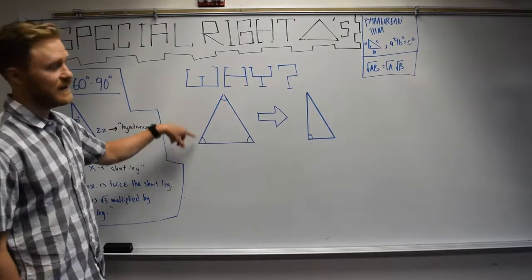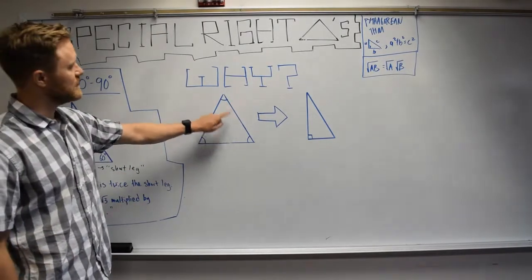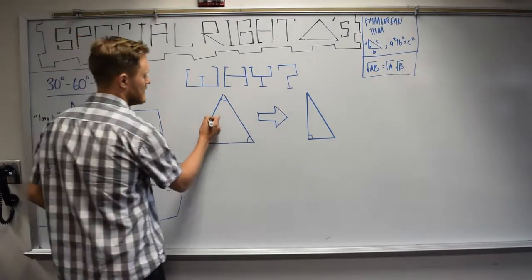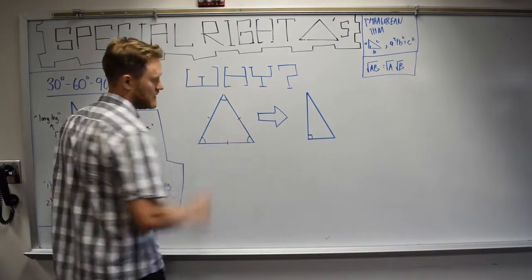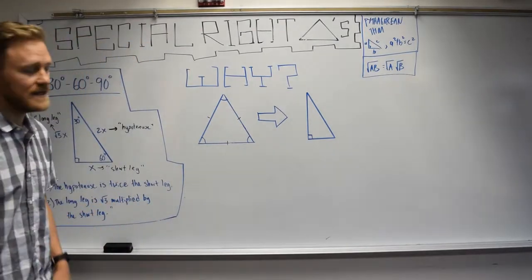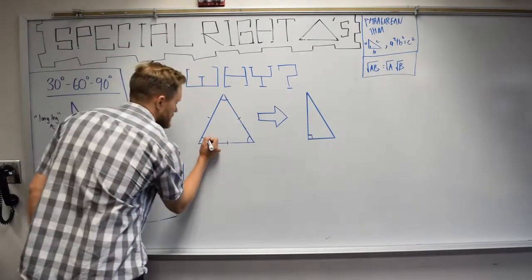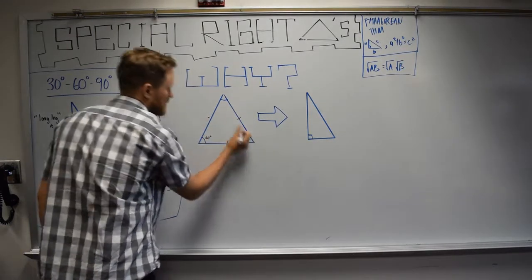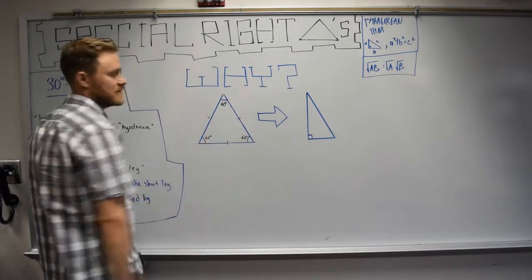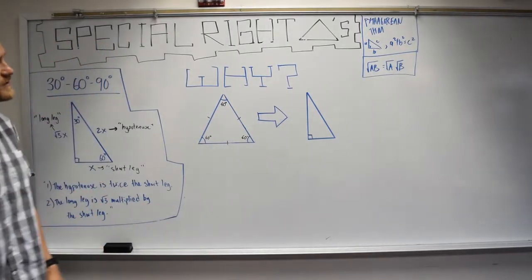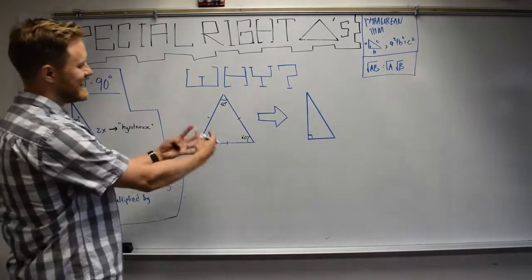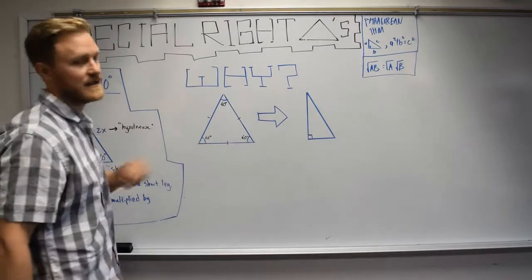So we have an equilateral triangle right here because all of the angles are congruent, and that means all of the side lengths are congruent as well. Now, it's important to notice that the angles are all 60 degrees in an equilateral or equiangular triangle. So what I want you to imagine is that we take this triangle and we cut it in half.